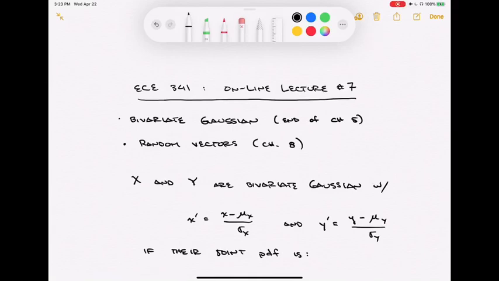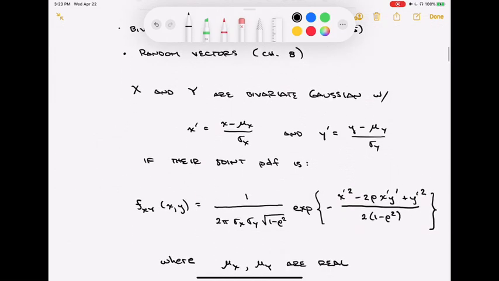So this is ECE 341, the 7th online lecture. In this particular lecture, we're going to cover the bivariate Gaussian distribution, which is at the end of chapter 5. And then we're going to work to expand our knowledge of bivariate random variables and extend them to an n-dimensional case. So we'll look at this idea of random vectors.